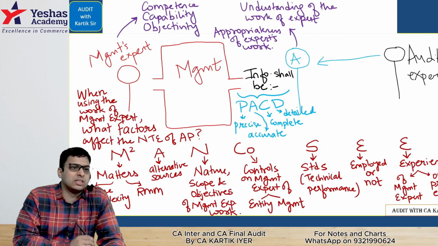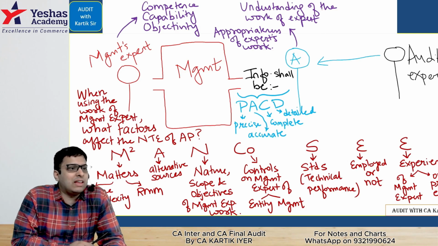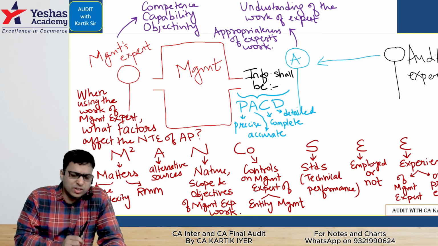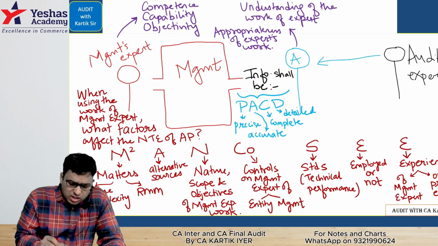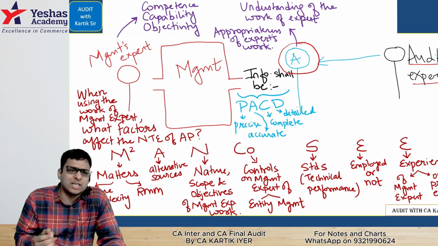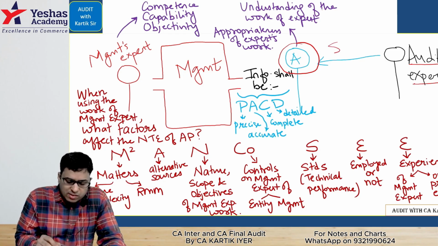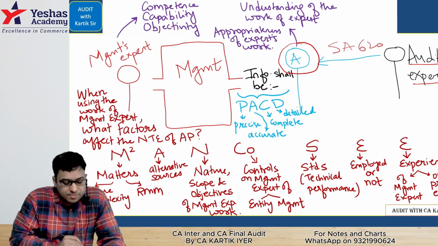Let's go to the next one. This is question number 9, 10, 11. First, basic regarding this. When the auditor appoints an outside expert himself, that is auditor's expert, that will get covered in CA final in a standard called SA 620.